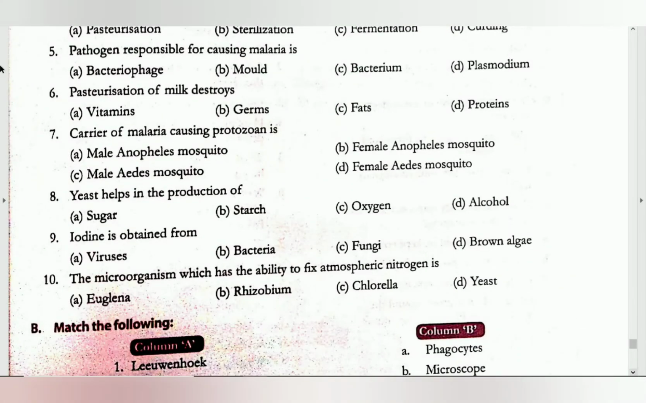This is your homework. MCQ. First, pasteurization of milk destroys germs. Carrier of malaria causing protozoa is female Anopheles mosquito. Yeast helps in the production of alcohol. Iodine is obtained from brown algae. Microorganism which has the ability to fix atmospheric nitrogen is rhizobium.